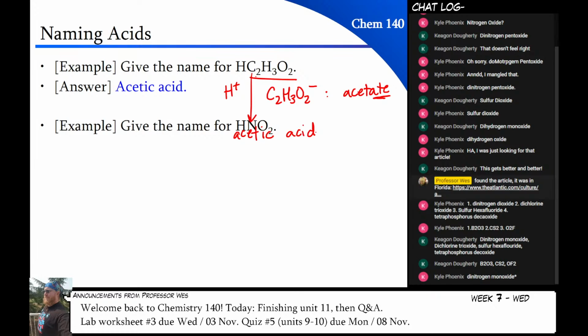All right, how about this one? HNO2. What I want you to do is try and name that one for me. Type its name in the chat once you got it. Make sure you look up the polyatomic ion, and then apply the correct rule.